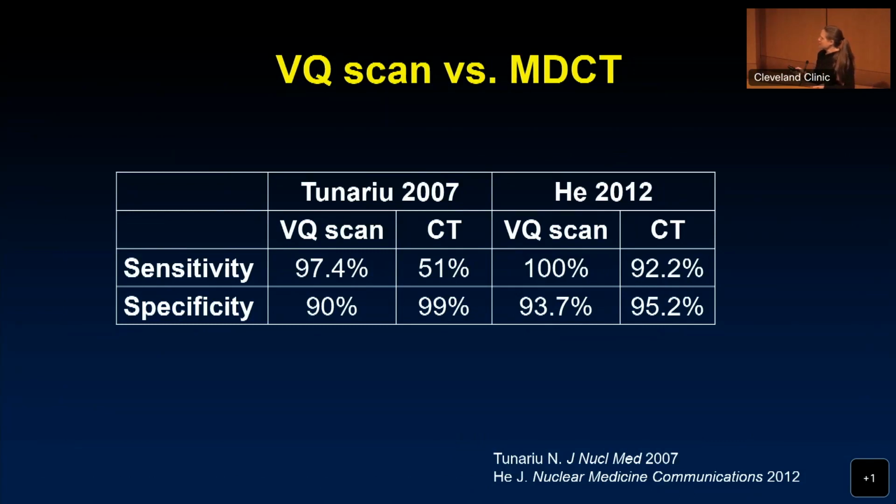What I will mention is that VQ can be a little bit more limited if you have really proximal disease, because you may still be getting perfusion around those large proximal clots. Whereas CT starts to lose a little bit of its sensitivity and specificity when you're out in the distal segmental and subsegmental pulmonary arteries, and sometimes you need help with that.